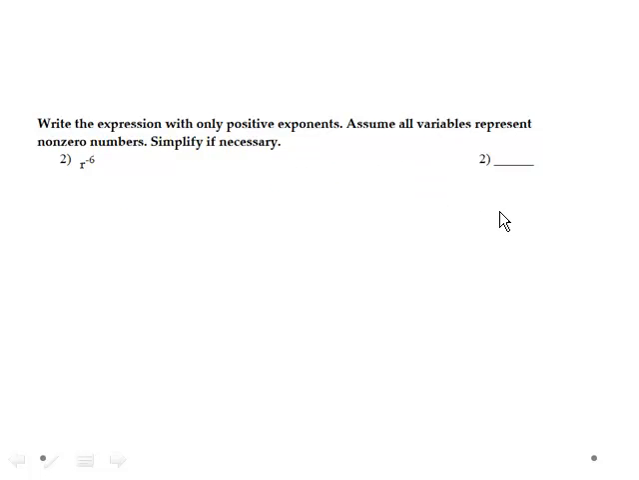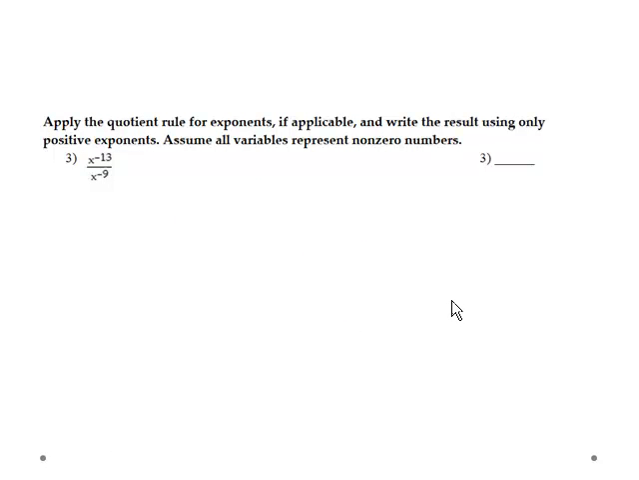Write the expression with only positive exponents. So when a number has a negative exponent, that's the same as the reciprocal of that number, so it's 1 over 6 to the x, or, excuse me, 1 over r to the x.